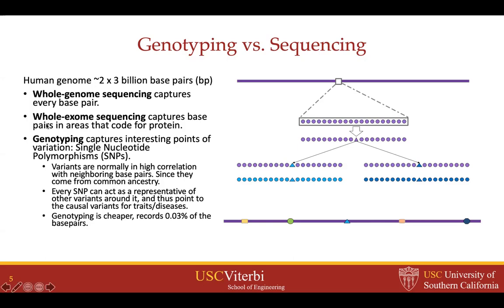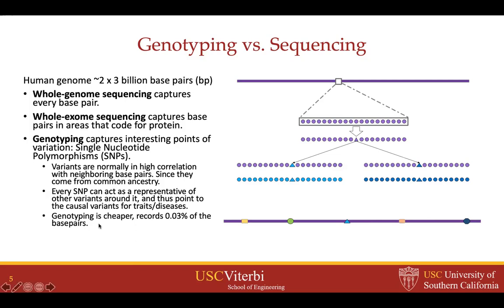The whole exome is where you only capture the part of the genome that codes for protein and the surrounding areas that generally have enhancers, promoters, and regulatory regions. And then genotyping only captures, say, 1 million or 2 million points that are particularly interesting. These are called single nucleotide polymorphisms, which are points of common variation in human populations. Then you can analyze if any of these SNPs correlates with some disease.